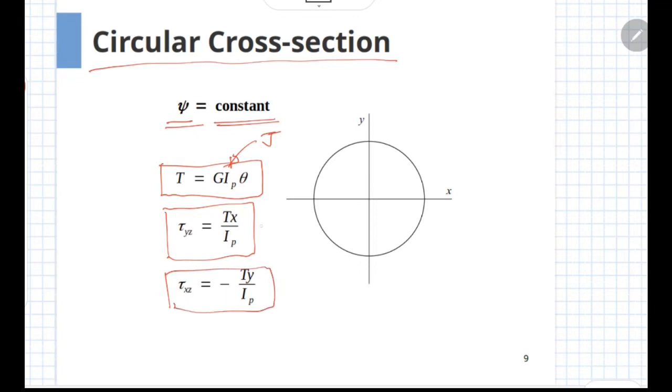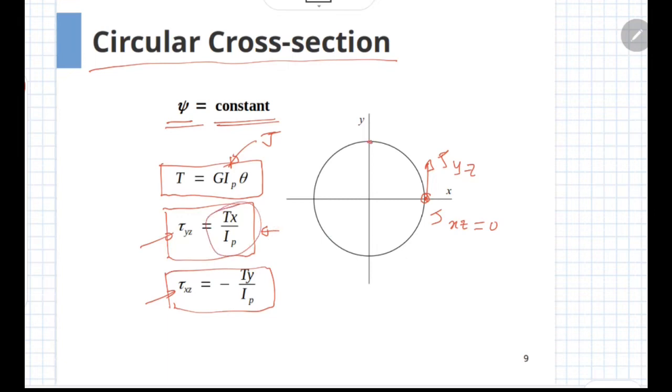The shear stresses tau yz and tau zx are given in terms of the coordinates of the point. For example, if you consider a point which is lying on x-axis, at this location the y coordinate is 0, so as a result tau xz would be equal to 0, and the only thing which would remain is tau yz, which would be given by this equation.